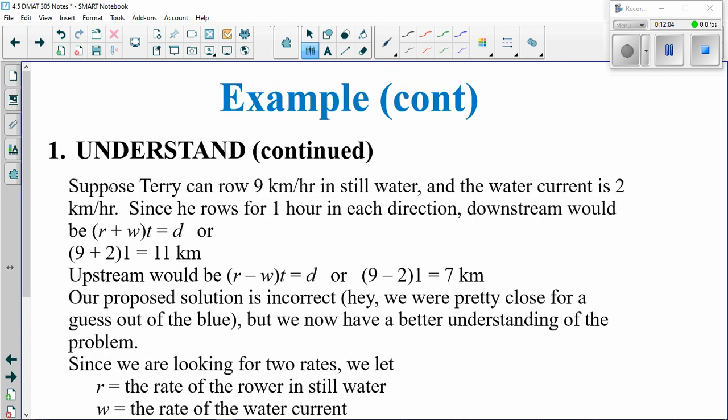So now it says, suppose Terry can row 9 kilometers in an hour in still water, and the water current is 2 miles per hour. So this is where they're doing a proposed solution. Like I said, I would not do proposed solutions. I think they're more confusing. Just set up the problem, okay? So here's your two variables, R and W.